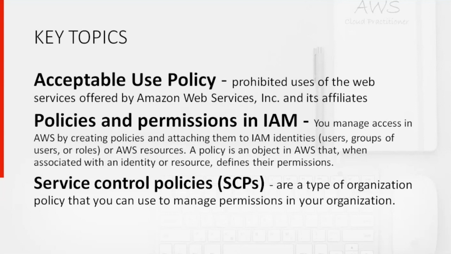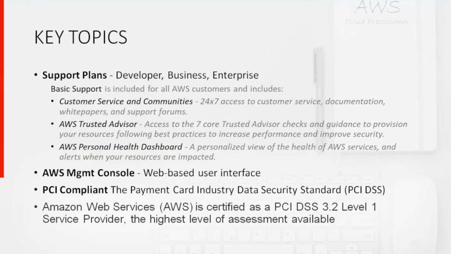Service Control Policies, SCPs, are a type of organization policy that you can use to manage permissions in your organization. Key topics. Support plans. Developer, business, enterprise. Basic support is included for all AWS customers and includes customer service and communities, 24/7 access to customer service, documentation, white papers, and support forums.